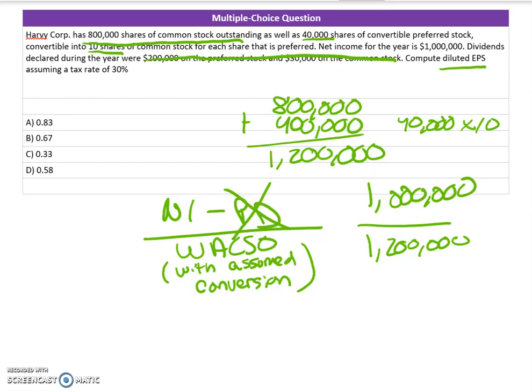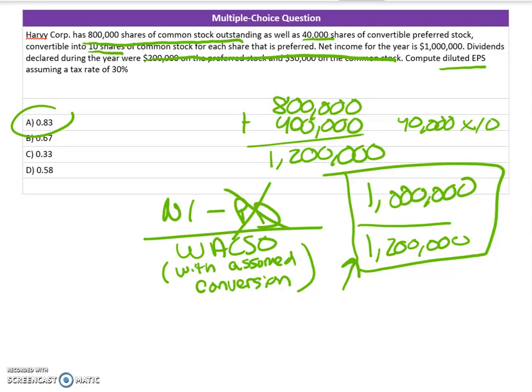So because we added it to our denominator, in theory, we removed it from our numerator. Therefore, this is going to only be the calculation. 1 million over 1.2 million, answer is going to be 0.83.